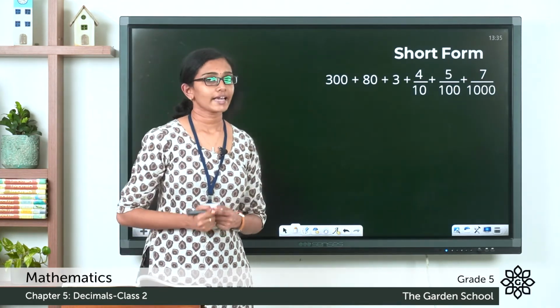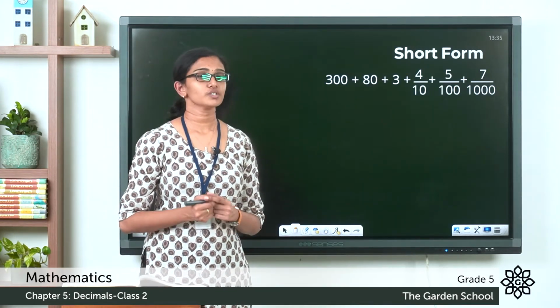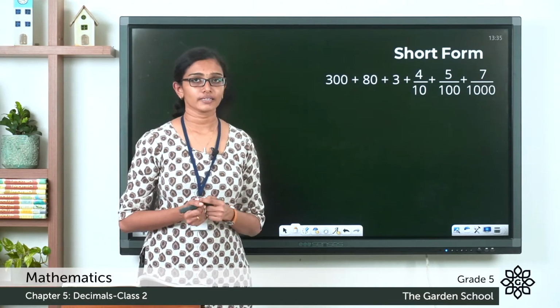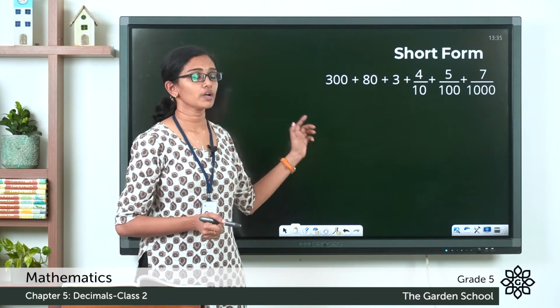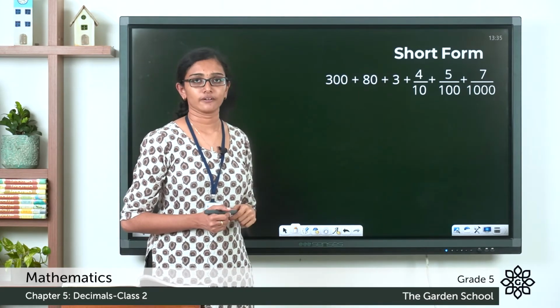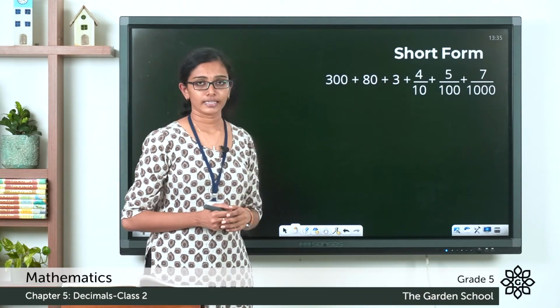Now that we have seen the expanded form, let's move on to the short form of decimals. How do you write the short form of a number when you are given the expanded form? You take the sum of all the place values in the expanded form, right? So here there is one example.